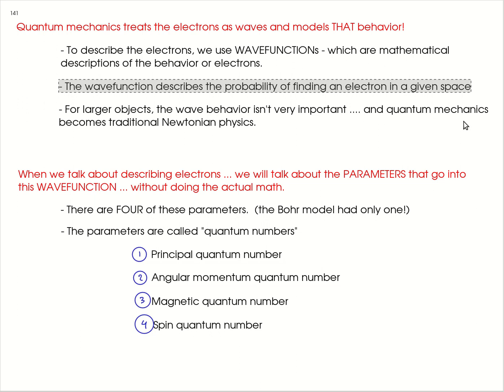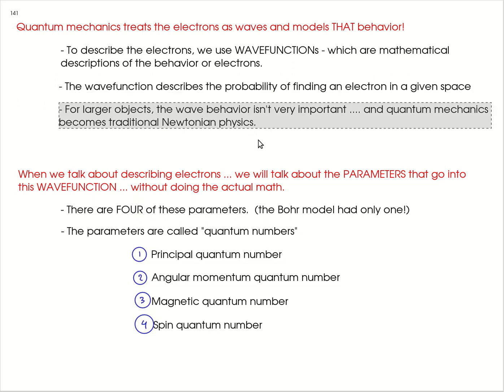So the wave function for an electron describes a region where the electron is. We don't really focus usually that much on a particular position of the electron, just where around the atom it is likely to be. Now, we don't have to deal with this behavior all the time. So for larger objects, the wave behavior basically zeroes out, and quantum mechanics becomes traditional classical physics or Newtonian physics, whichever term you want to apply to it, that you've learned all along. But we deal with electrons, so we have to deal at least with the implications of this quantum theory.